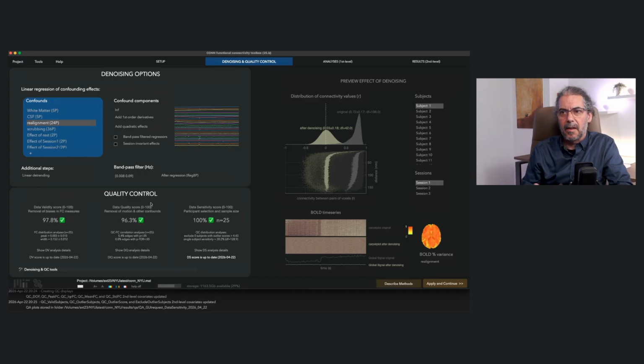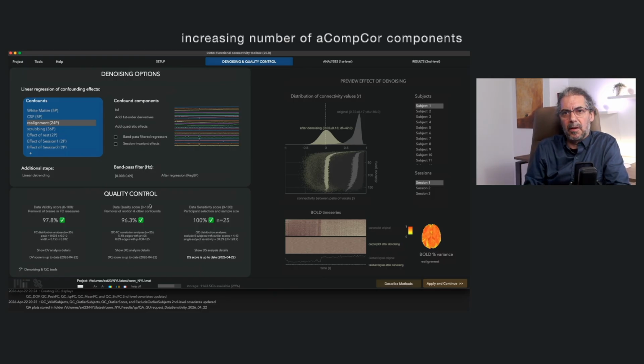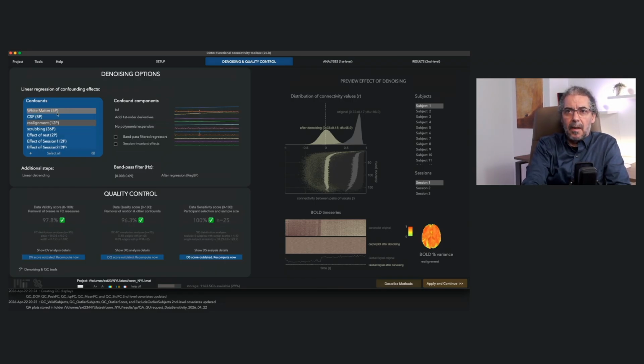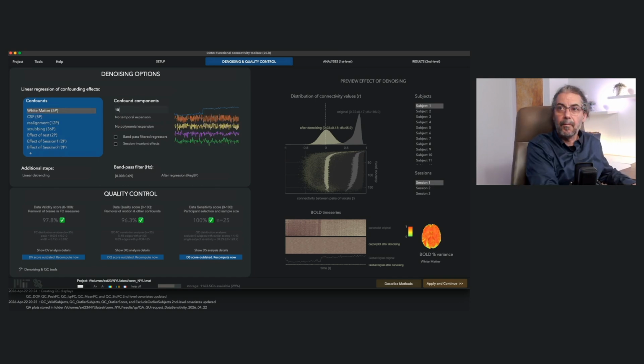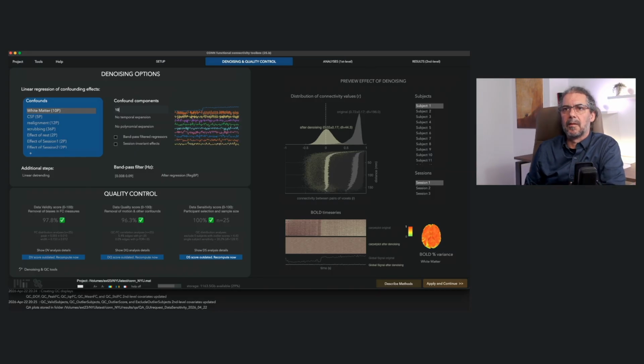Let's try something else. Another approach that we could try to make the denoising strategy a little bit more robust or aggressive would be to increase the number of anatomical CompCor components that we include into the model. Let's try that, for example. First, I'm going to put back the realignment parameters to 6 by removing the quadratic effects. And now let's change white matter components from 5 to, let's say, 10. We double the number of white matter components.